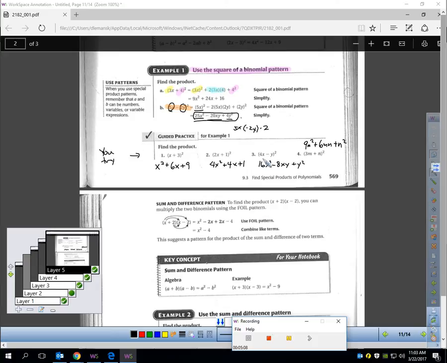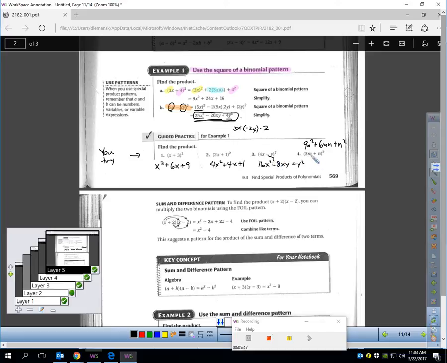For number 3, I'll take 4x and square it, that's 16x squared. I'll take y and square it, that's y squared. Now for the middle, 4x times y and doubled, negative 8xy. I got a negative there because I had a subtraction.